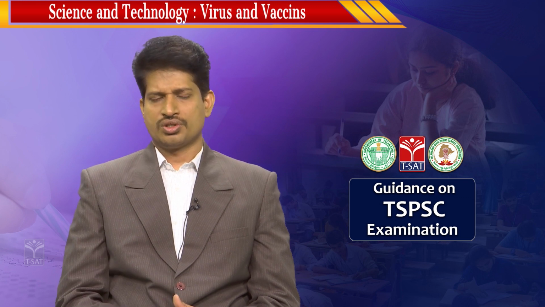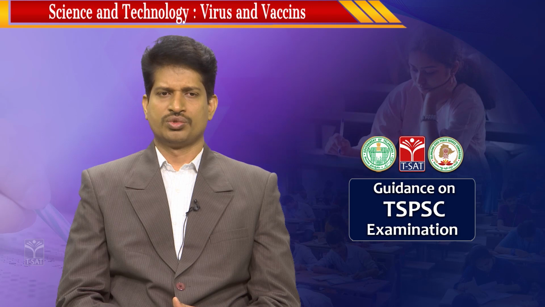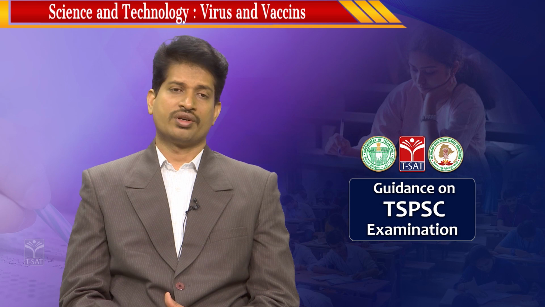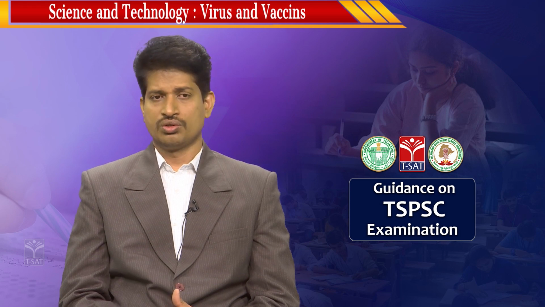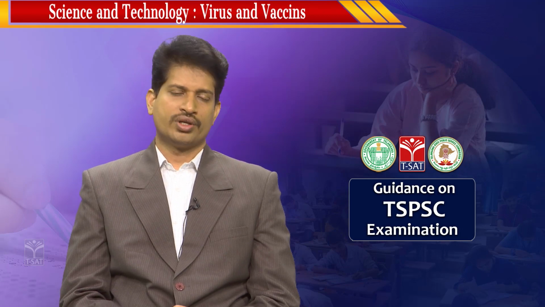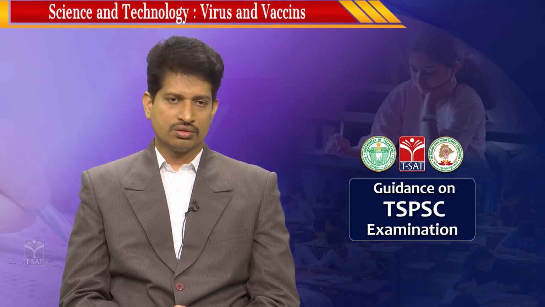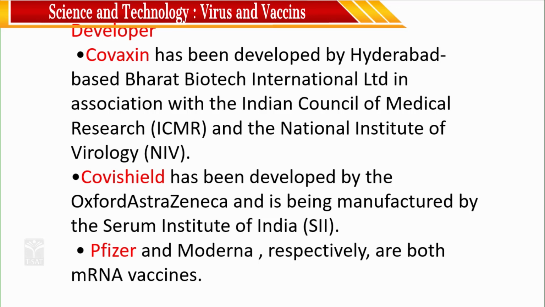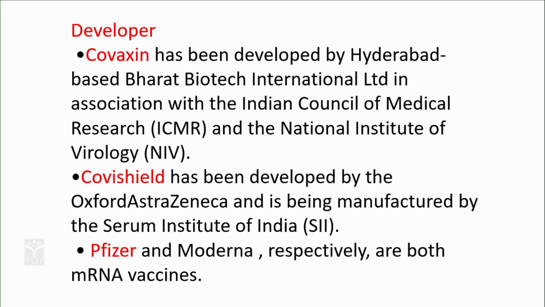So, among the different types of vaccines which you have come to know, there are different kinds of vaccines that work under different technologies. We need to know what the different kinds of vaccines used in treating COVID-19 are, what the technology involved is, and who the producer is. Covaxin is produced by Bharat Biotech International Limited, which is associated with the Indian Council of Medical Research. We are proud to say that this is an organization existing in our city, Hyderabad.